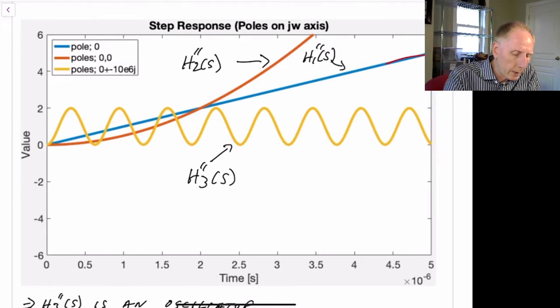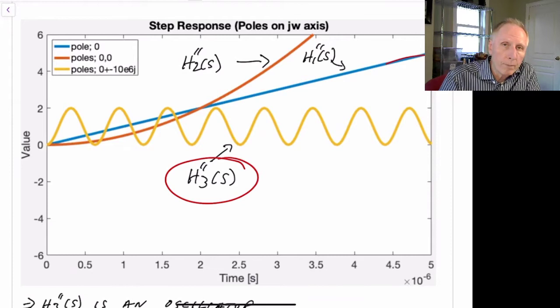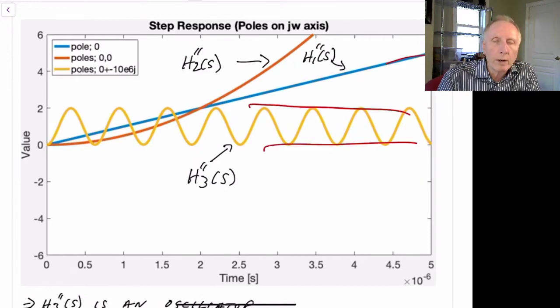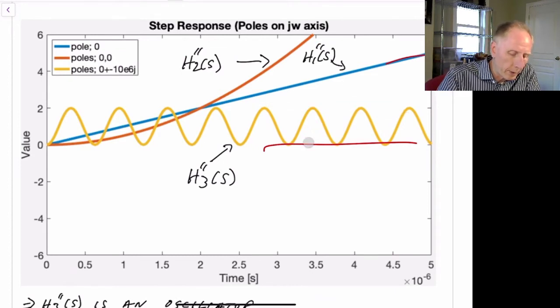But if we look at the last case, which is now H3 double prime, we see for a step response, we get our ringing that we saw before, but it's not growing. It's just remaining at the same value. So it's actually remaining at a constant amplitude and not increasing or decreasing. If the pole was in the left half plane, it would be decreasing. If the pole is in the right half plane, it would be increasing. But if the real part of the pole is exactly 0, and there is a complex part to it, then we'll see this ringing part. But it doesn't increase or decrease.